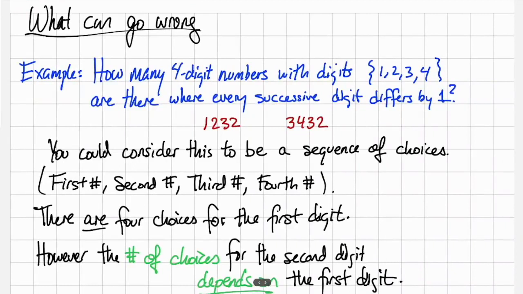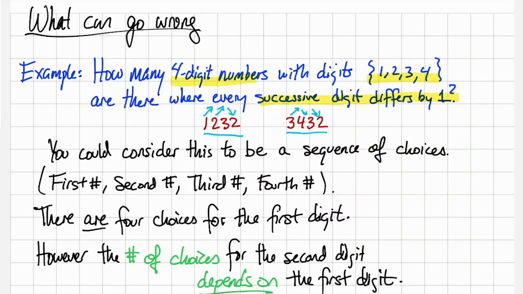Okay, let's look at another example about what can go wrong when you're trying to apply the multiplication principle. So here's an example. How many 4-digit numbers with the digits 1, 2, 3, 4 are there where every successive digit differs by 1? Here are two examples. 1, 2, 3, 2 goes up by 1, and down by 1. 3, 4, 3, 2 goes up by 1, down by 1, and then down by 1. Every successive digit differs by exactly 1.